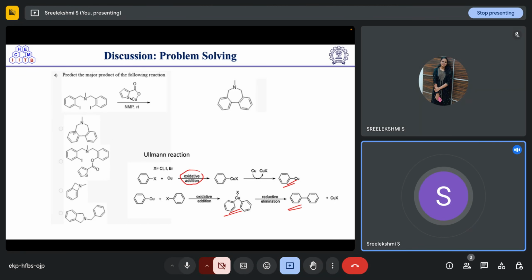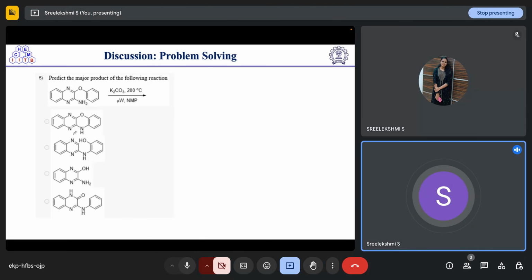Now the next question is, predict the major product of the following reaction. So this compound upon treatment with this K2CO3 at 200 degrees Celsius in microwave condition using this N-methyl pyrrolidine, which will be the major product out of this four options given here.